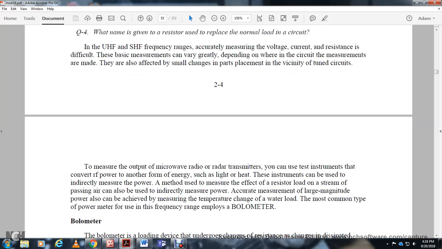To measure the output of a microwave radio transmitter, you use a test instrument that converts the radio frequency energy to another form of energy such as light or heat. The instrument can be used for indirect measurement of power. The effect of a resistor load on the stream of a guide passing air can be used for indirect measurement of power, and accurate measurement of large power can also be made by measuring the temperature change of a water load. The most common type of power meter used in this frequency range employs the bolometer.